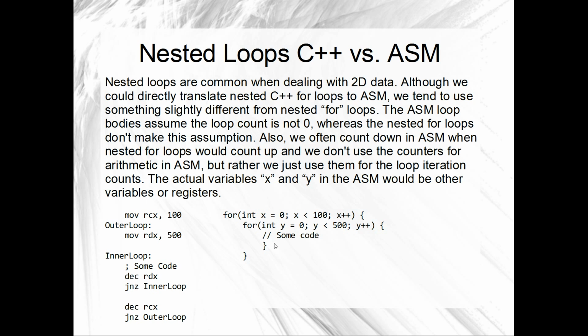The other weird thing is that in C++ you'd be inclined to use those two variables, x and y, for arithmetic in your some code. In assembly you could do the same. You could use RCX and RDX in some arithmetic in the body of your loop, but they are counting down, they're not counting up. So that mightn't be convenient.